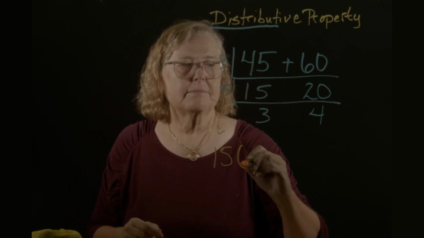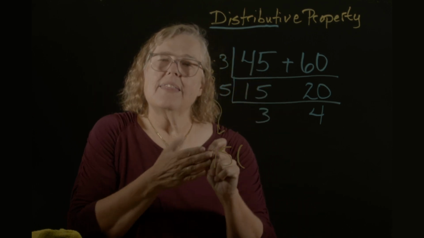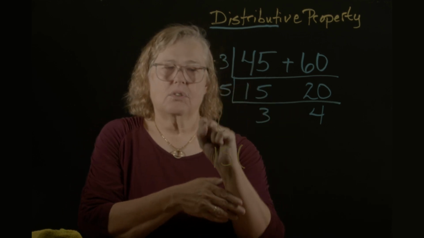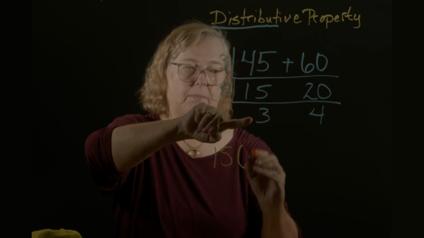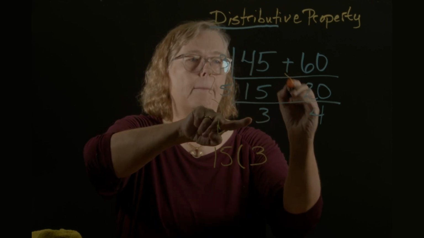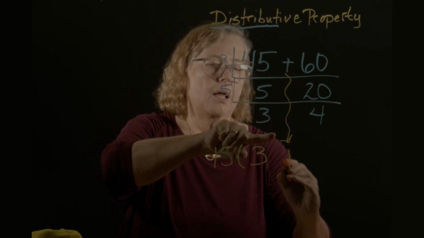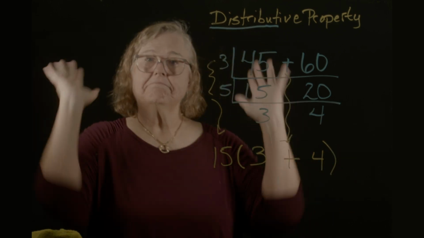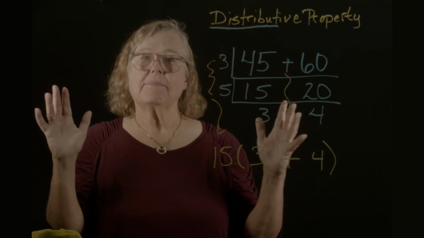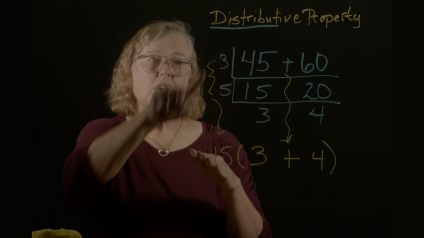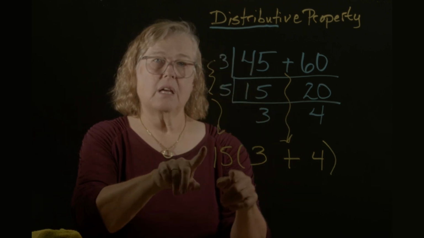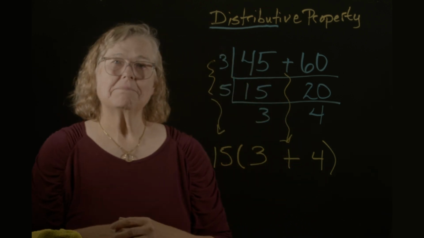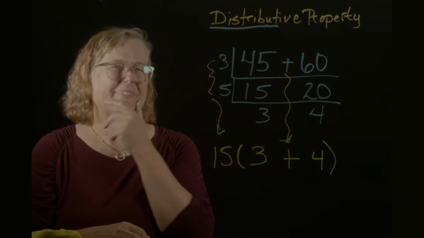And now I'm going to use some parentheses. And now I'm going to write the leftovers. Bring down the 3. Bring down this plus sign. Bring down the 4. Closing parenthesis. That's it. So we used upside down division to find the 15 as the GCF, bring down the leftovers, 3 plus 4. That's it.